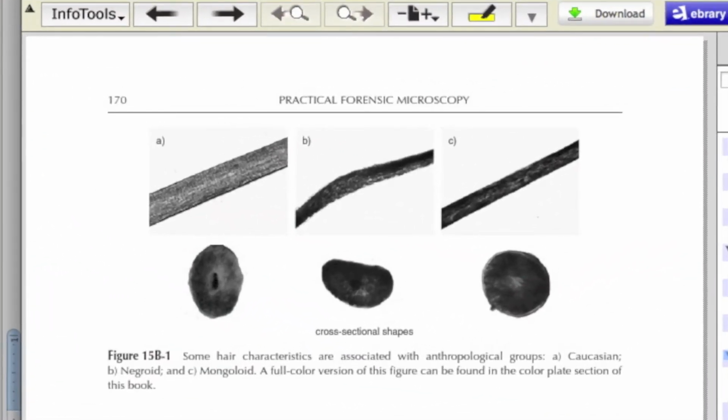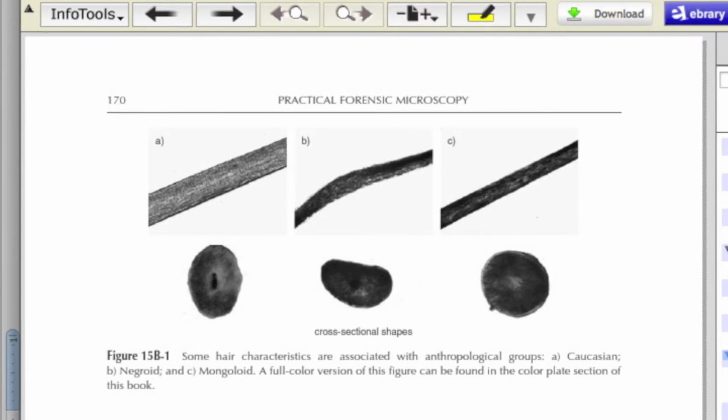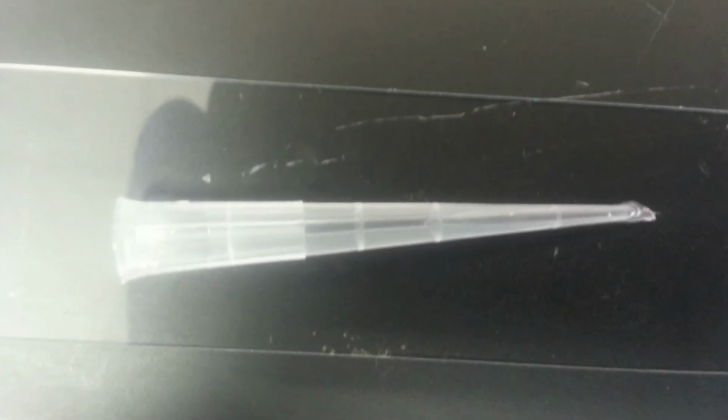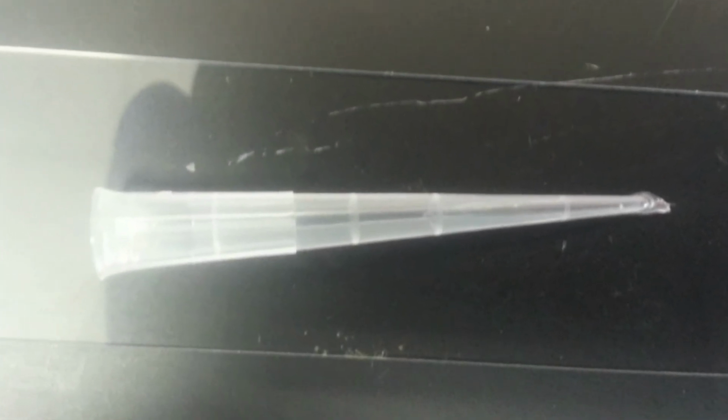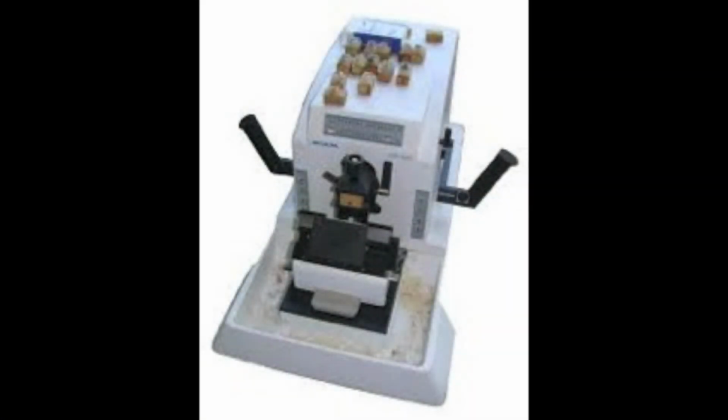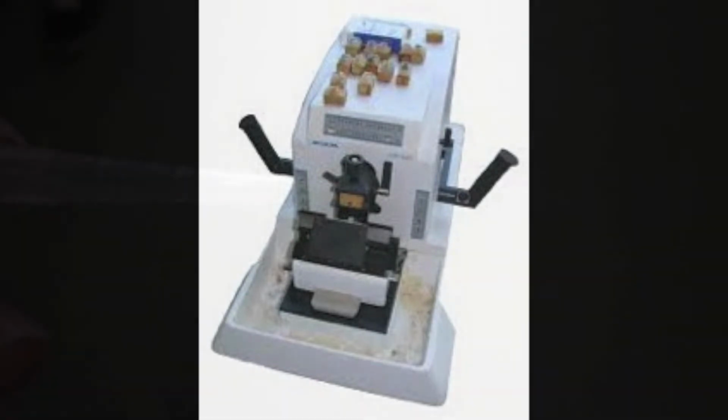The last type of hair mounts that I will discuss is used to observe the cross-section of the hair. This section is often observed to differentiate different races. There are 3 different types of mounting to observe cross-sections. There is cross-sectioning by embedding the sample, which is the one I will be describing, cross-sectioning by sandwiching the sample, and cross-sectioning by using a microtome.